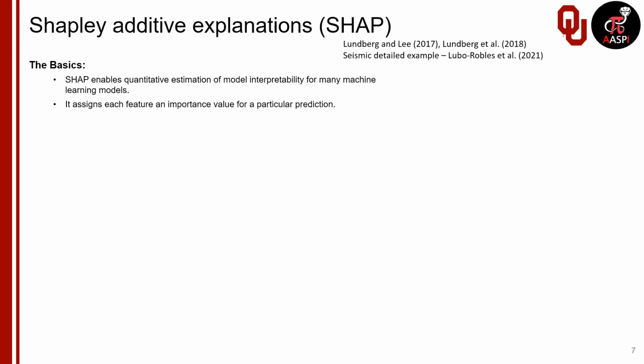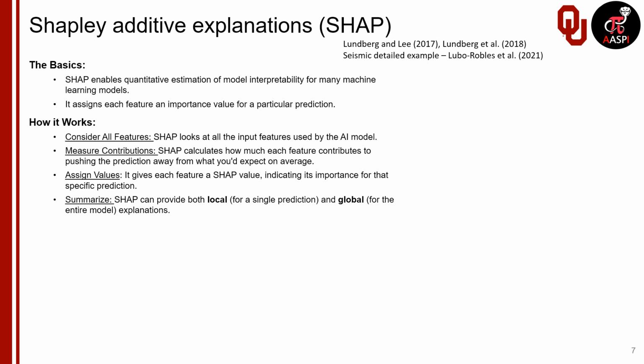SHAP is another method. It's been around since about 2017. SHAP stands for Shapley Additive Explanations. What we like about this is it allows model interpretability, again, for many different models, and it gives you feature importance. What's a little bit different with SHAP is that it can work on the local scale for a single prediction, and then also the global scale, so trying to explain your entire seismic facies model.